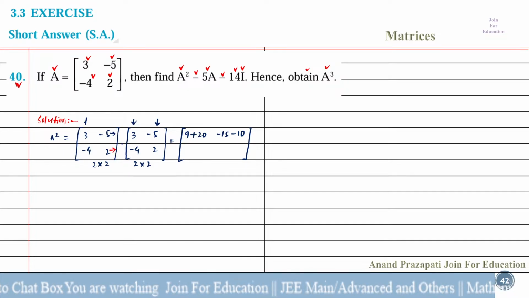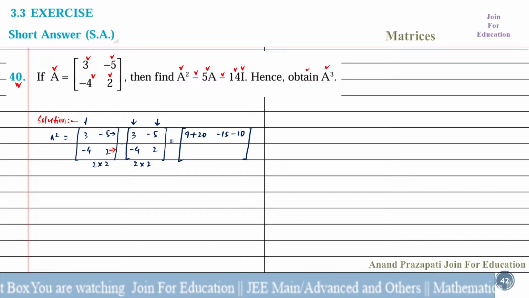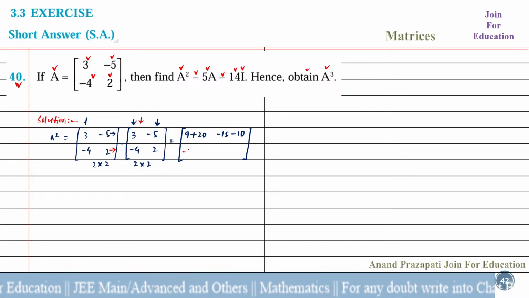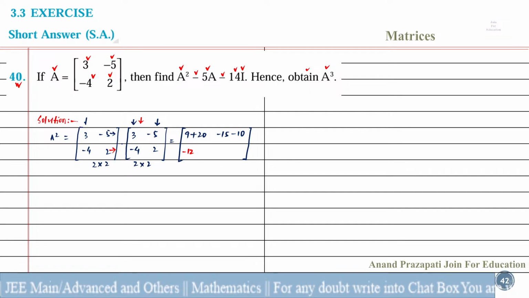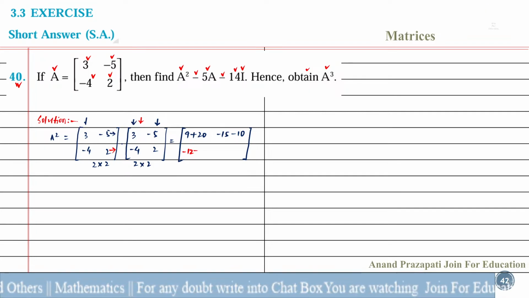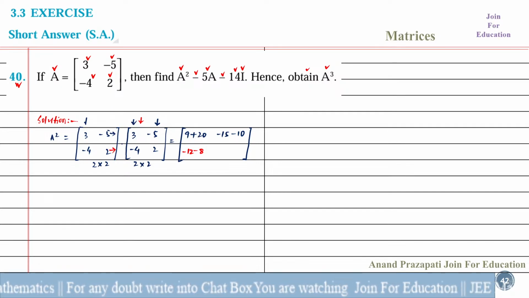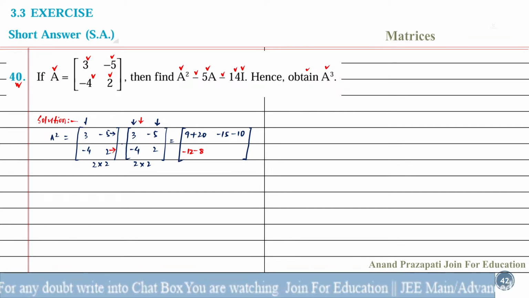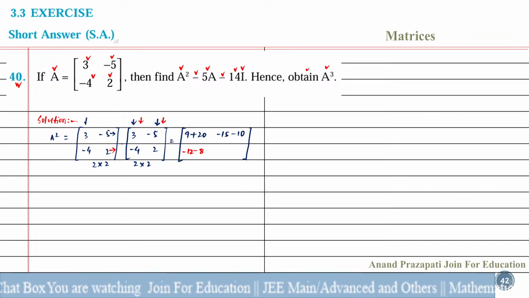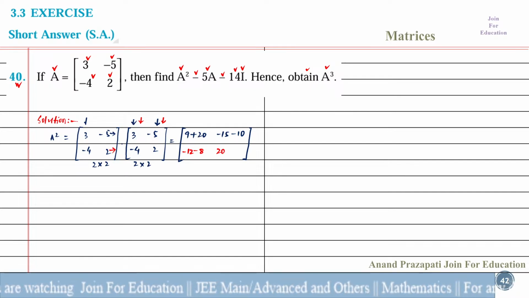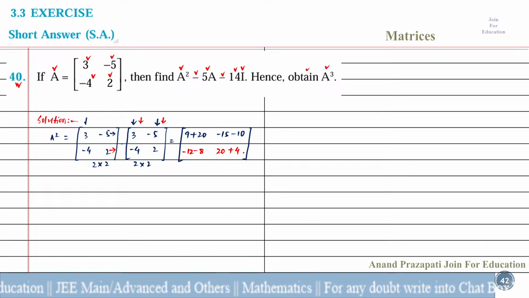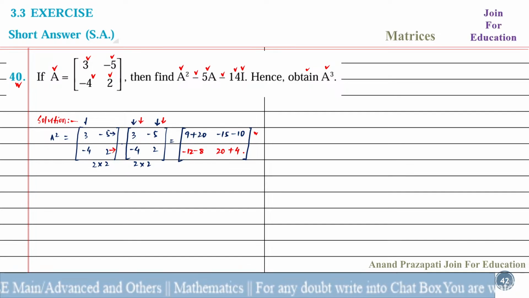Second row along the first column, minus 4 into 3 equal to minus 12, and 2 into minus 4 equal to minus 8. Second row along second column, we get minus 4 into minus 5 equal to 20, and 2 into 2 equal to 4. Observe there is no problem to understand up to this step.